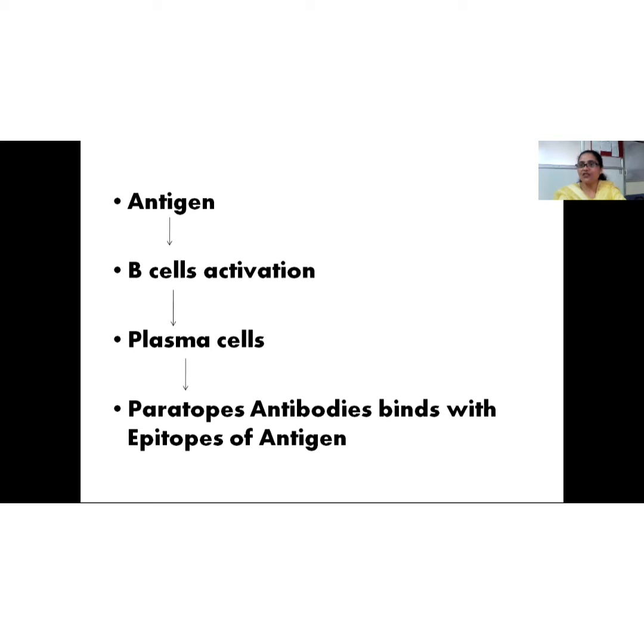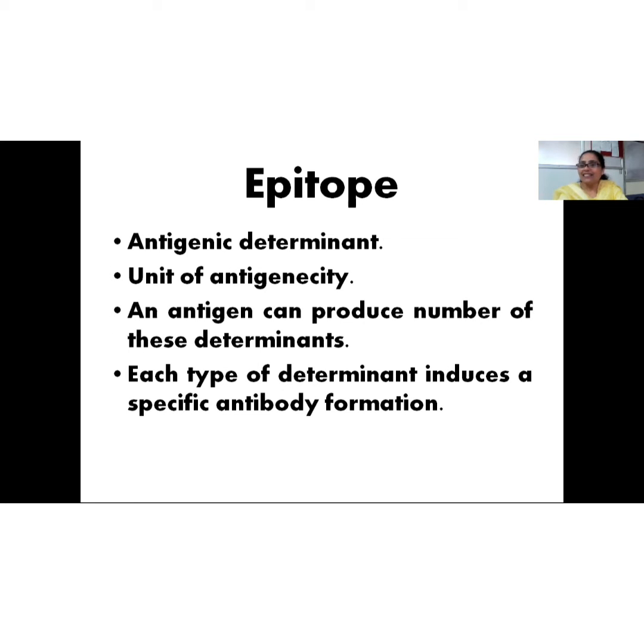The surface of the antigen will be having epitopes on it. Epitopes are the chemical binding sites of the antigen. That means they are the receptors. They can bind with paratopes of antibodies or immunoglobulins. So epitopes are antigenic determinants. They are the unit of antigenicity. That means the number of epitopes will determine how antigenic this molecule will be. An antigen can have n number of epitopes on it, and each type of epitope will combine with a specific antibody. So specificity is also there.